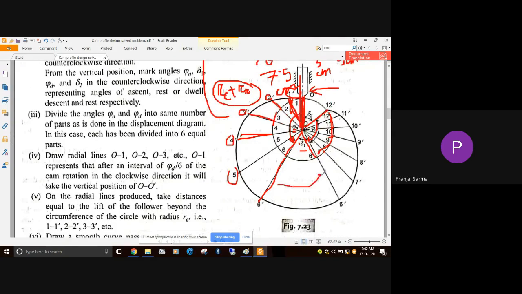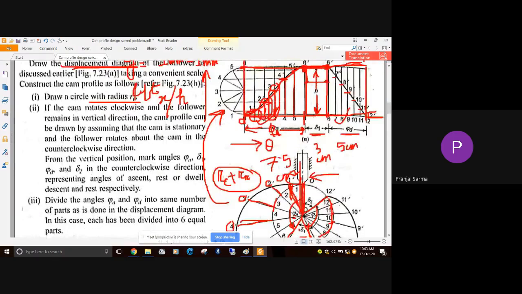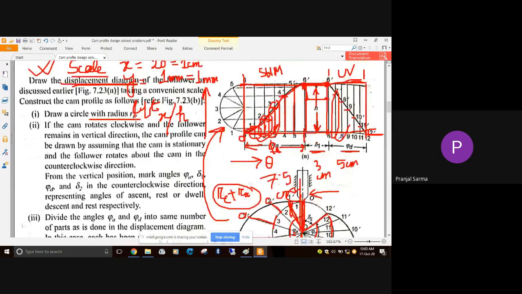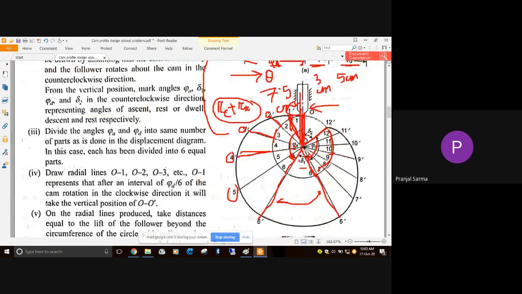Next is the dwell stroke. We have already made the division, so at the end of the dwell stroke it is the same 6 dash length. After that we have the descent stroke. In the descent stroke, once again for the lengths 7 dash, 8 dash, 9 dash, 10 dash, etc., you measure from the displacement diagram and extend that much along the same line. You mark the points 6 dash, 7 dash, 8 dash, 9 dash, and up to this much you do.